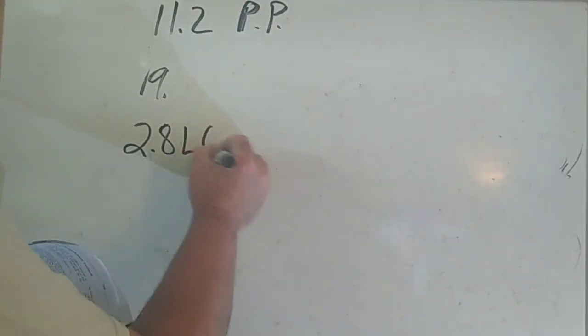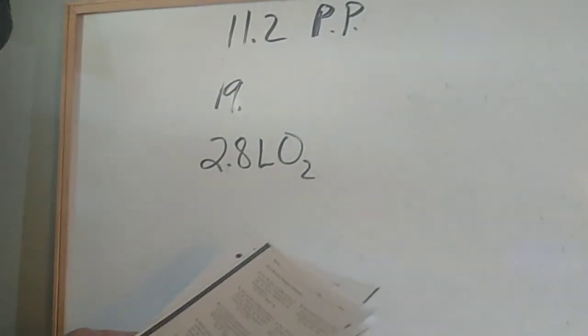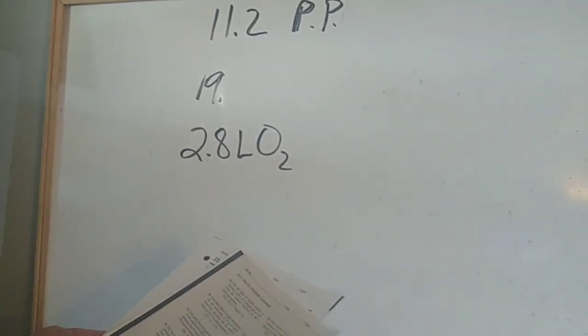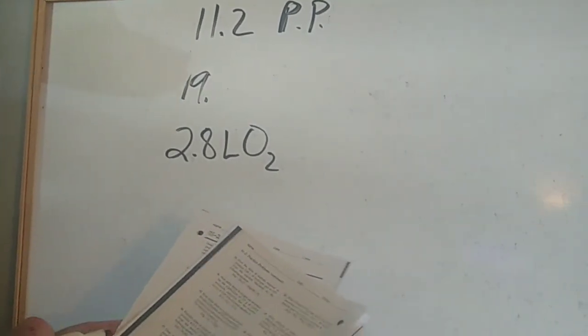2.8 liters of oxygen. Now, this is a problem that if you read through it and you look at your table, this is asking for a volume to a volume. So that means we can go right across from each other on that. So in this case, if I look at my balanced equation, it tells me that if I have 3 liters of carbon dioxide, I'll get 5 liters of oxygen. I'll get 1 liter of propane. And in this case, we're going to go from oxygen to carbon dioxide.